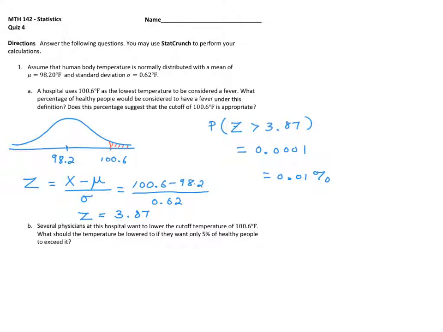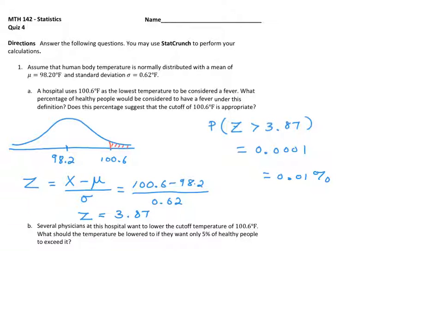So the second question here is, does this percentage suggest that the cutoff temperature is appropriate? And I think you could argue this either way, but I'm going to say yes, it's appropriate because you don't want to have a high percentage of people who are actually healthy, but you admit them for services. So I'm going to say yes, this is appropriate. There's not a lot of people who are going to have a temperature higher than 100.6 yet are healthy.